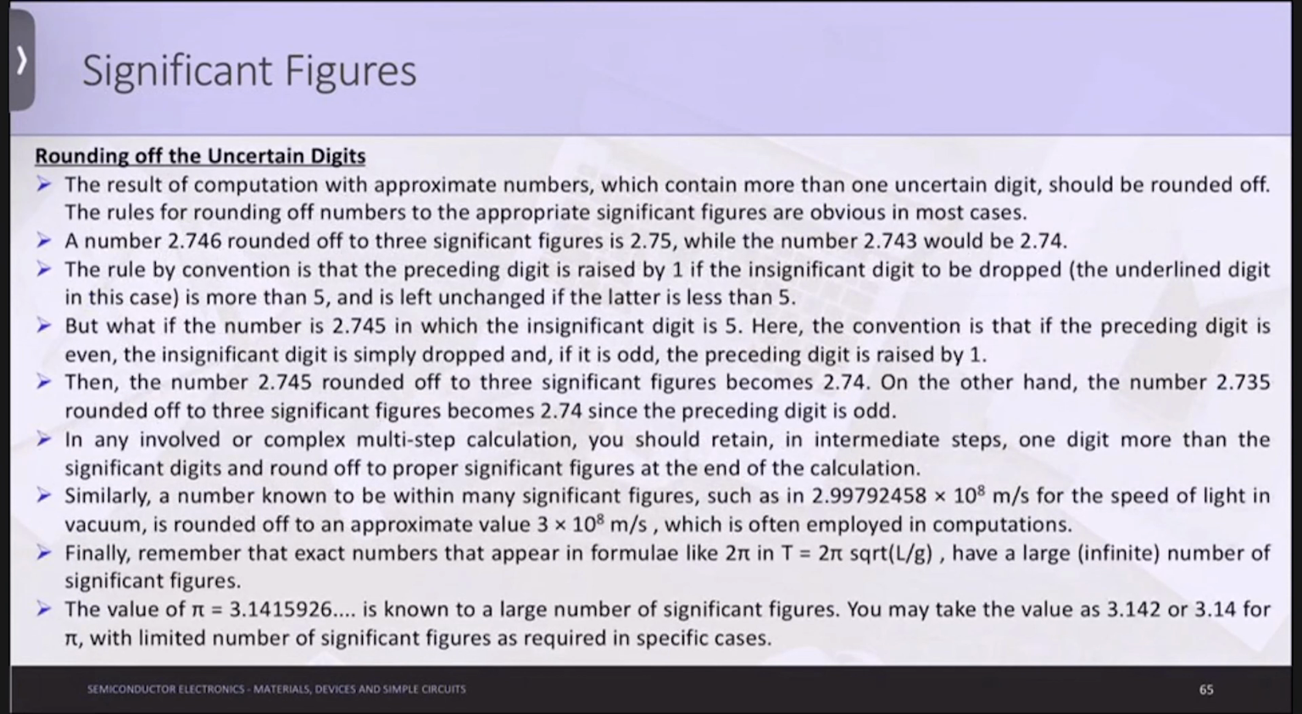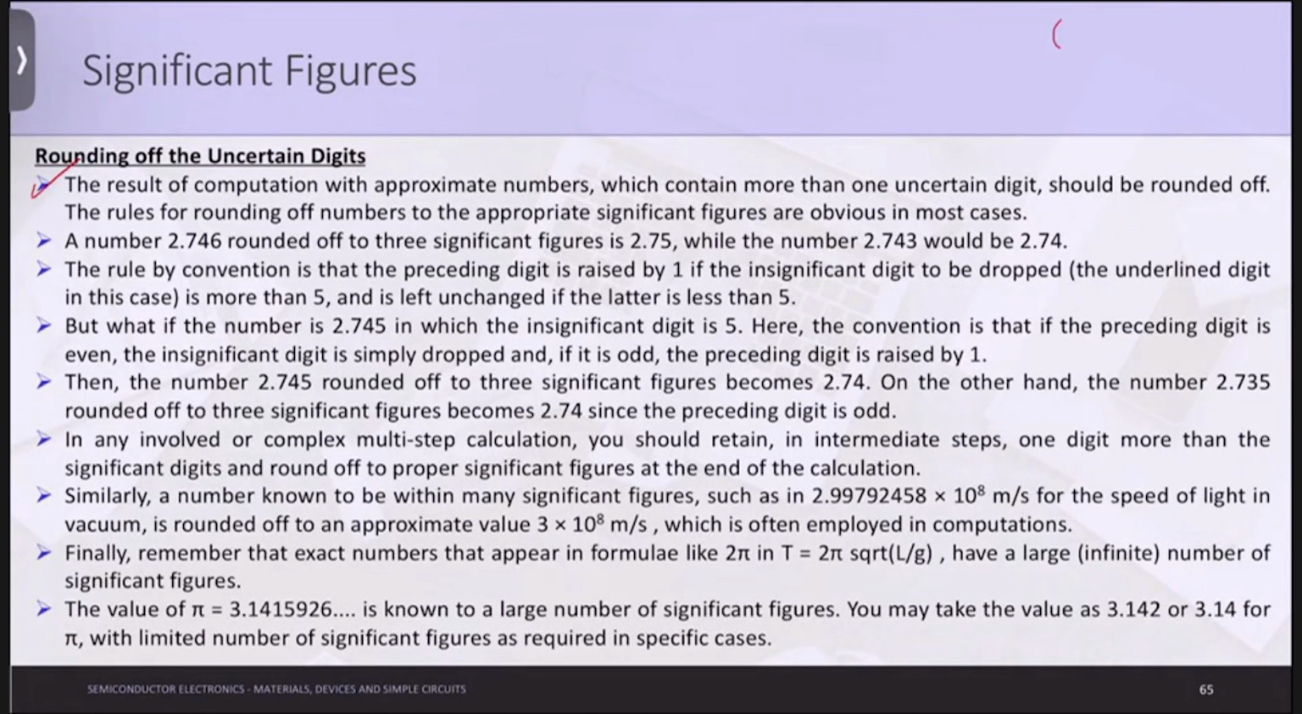The new concept is rounding off the uncertain digits. Okay, so how do we round off? Simple three rules are there. Just try to understand these very easy rules and then we can move forward. Okay, so let me first iterate. The result of computation with approximate numbers which contain more than one uncertain digit should be rounded off. The rules for rounding of numbers to the appropriate significant figures are obvious in most cases. Obvious, as in our small classes also we have understood some concept.